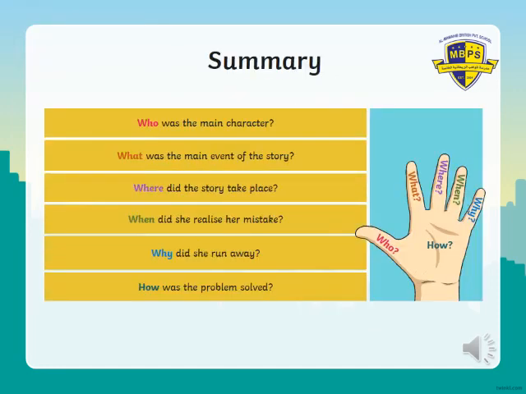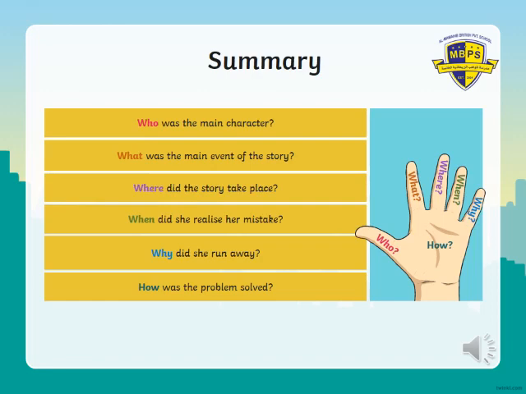Students, these could be the possible questions that we need to answer in a summary writing. Who was the main character? Goldilocks. What was the main event of the story? She entered the house, she ate their porridge. Where did the story take place? In the forest. When did she realize her mistake? When she saw three angry bears.